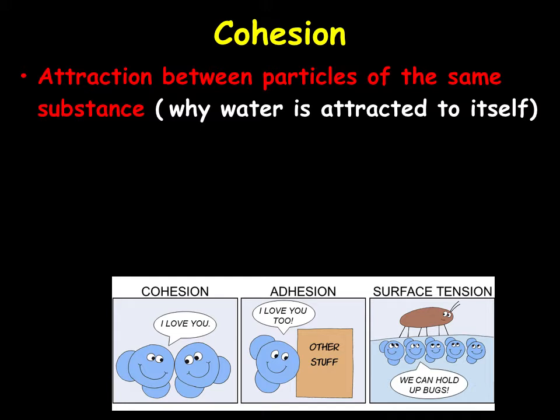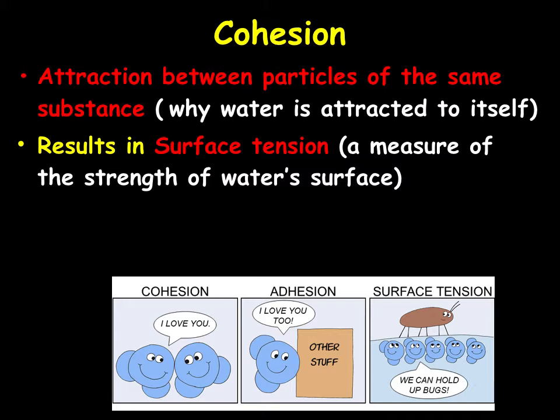So specifically, the attraction between particles of the same substance. When we're talking about cohesion, we're talking about the hydrogen bonds that water molecules make with other water molecules. One of the key features that results in the property of cohesion is surface tension. And surface tension is just a measure of the strength of the water at the surface.